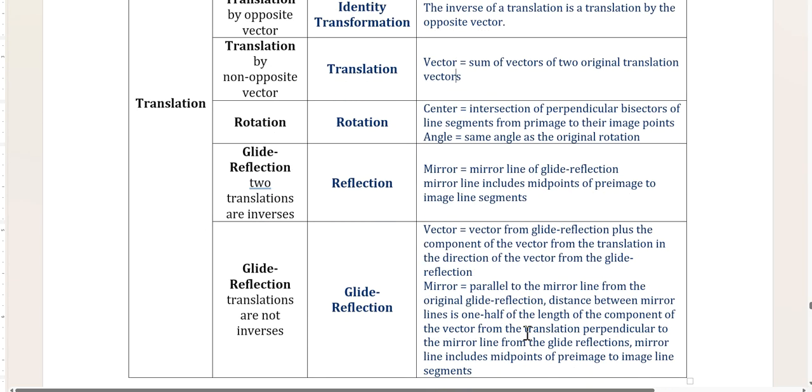If you do a translation followed by a glide reflection, where the two translations are inverses, you get a reflection. The mirror line equals the mirror line of the glide reflection, and the mirror line includes the midpoints of pre-image to image line segments. If you do a translation and glide reflection, where the translations are not inverses, you get a glide reflection. The vector is the vector from the glide reflection plus the component of the vector from the translation in the direction of the vector from the glide reflection. The mirror is parallel to the mirror line from the original glide reflection, the distance between the mirror lines is 1/2 the length of the component of the vector from the translation perpendicular to the mirror line. From the glide reflections, the mirror line includes the midpoints of pre-image to image line segments.